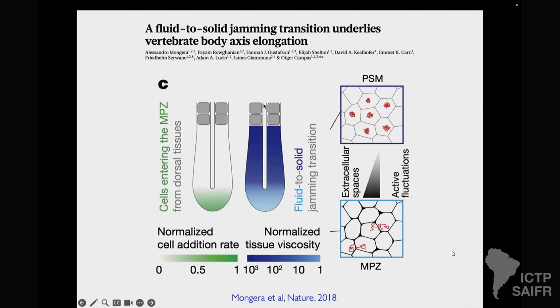So up here is the top of the zebrafish. This points towards the head. Down here at the bottom is the tail. And there's actually a more fluid-like nature of the tissue down here at the bottom, and it becomes more solid-like as you go to the top. And the authors demonstrated that this is really important for body axis elongation in zebrafish.